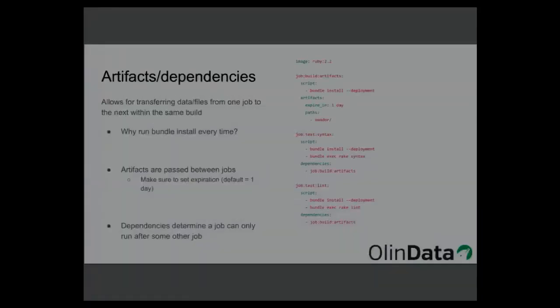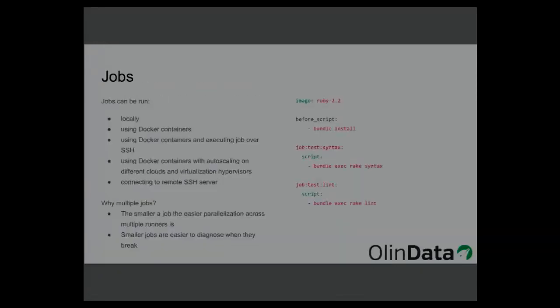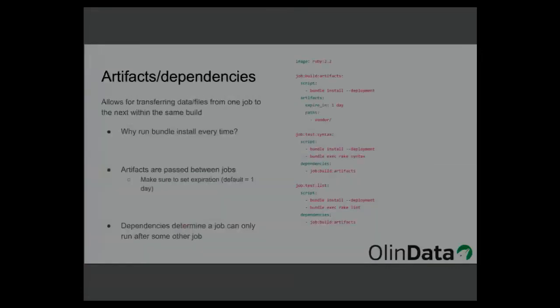So this was really nice, this bundle install thing, but it has a problem. Does anybody know what the problem is? Imagine we're running this 1,000 times a day. Exactly. So we're doing this bundle install before this job, times 1,000. That just adds up. We could easily reduce that amount of time spent on that by using what is called artifacts and dependencies.